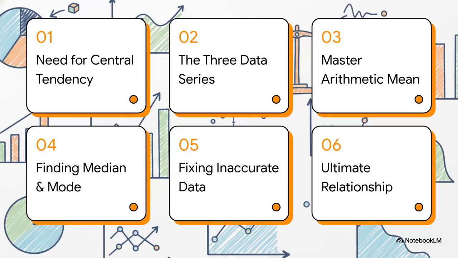Here's the roadmap for this explainer. We'll kick things off by looking at the actual need for central tendency, and then we'll break down the 3 data series. From there, we'll master the mean, median, and mode. And finally, we'll wrap up by troubleshooting some inaccurate data and unlocking the ultimate statistical cheat code. Sounds good? Let's get right into it.